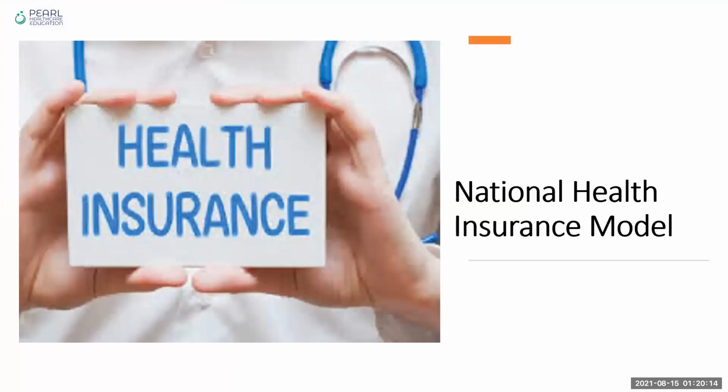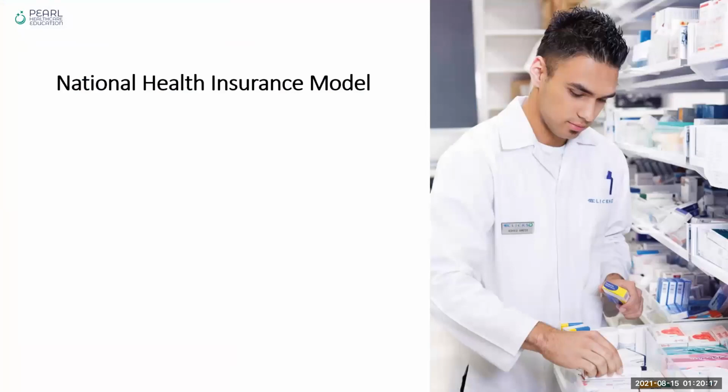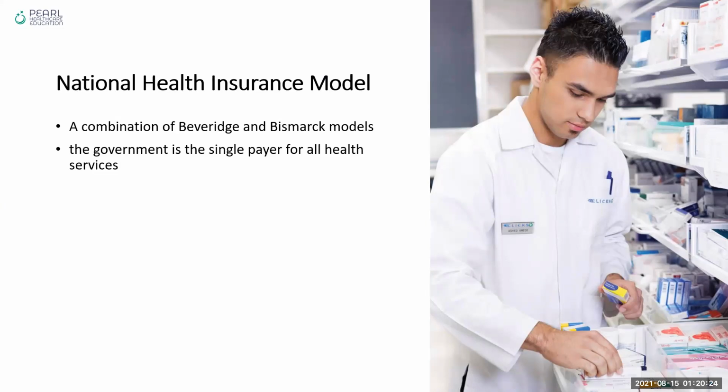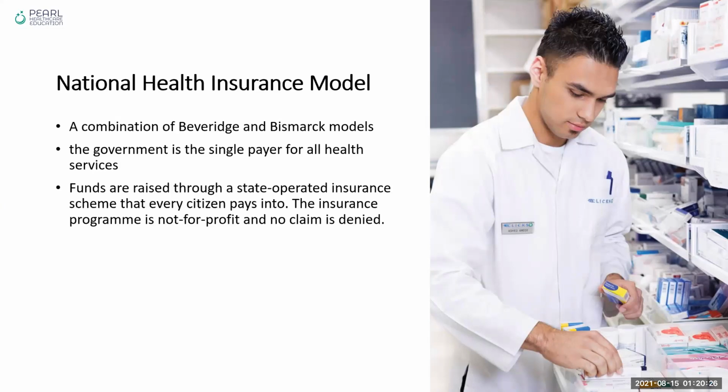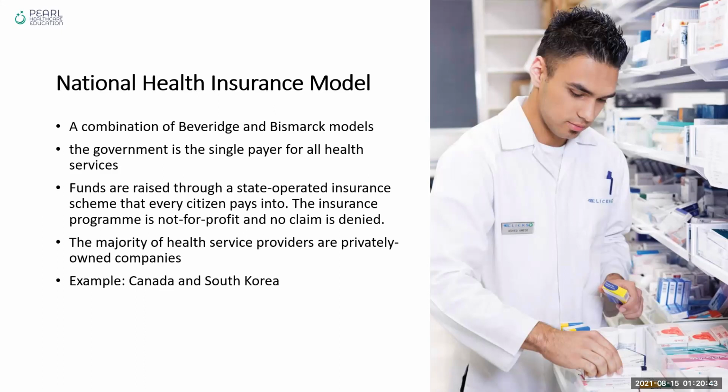Then we have the National Health Insurance model. It is a model where a combination of Beveridge and Bismarck models are used. The government is a single payer of all health services which are provided. Funds are raised through a state-operated insurance scheme that every citizen pays into, and the insurance program is not for profit and no claim is denied. The majority of health service providers are privately owned companies. Examples of this model include Canada and South Korea.